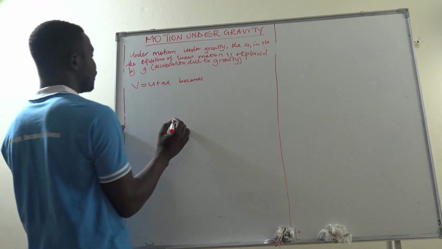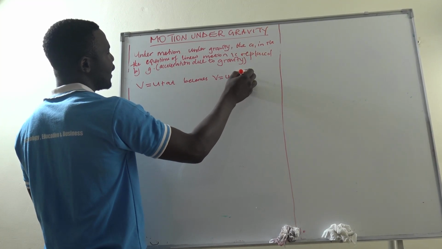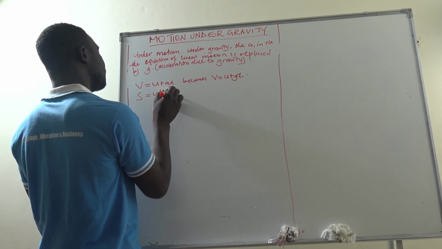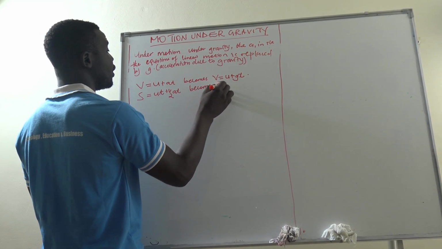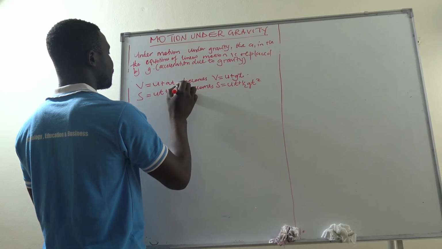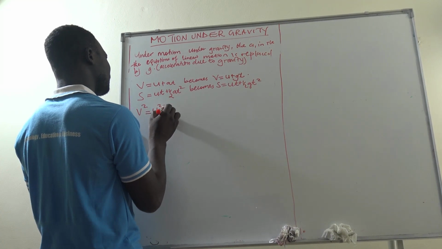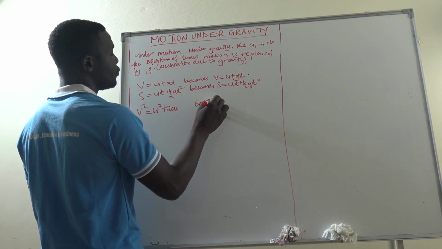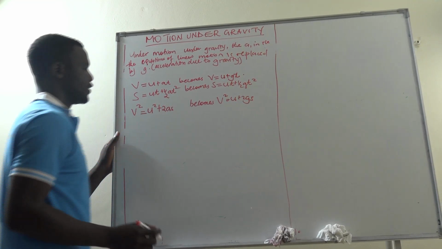So this means that our first equation, which is v is equal to u plus at, in motion under gravity becomes v is equal to u plus gt. Our second equation, which is s is equal to ut plus a half at squared, becomes s is equal to ut plus a half gt squared. Then our third equation, which is v squared is equal to u squared plus 2as, becomes v squared is equal to u squared plus 2gs.